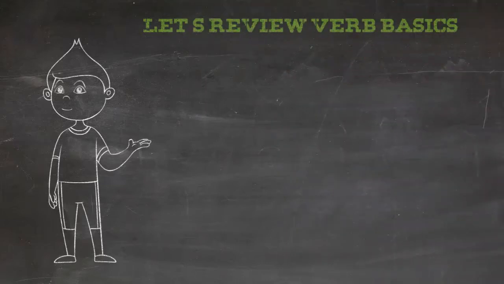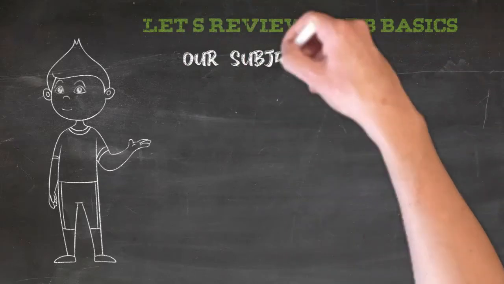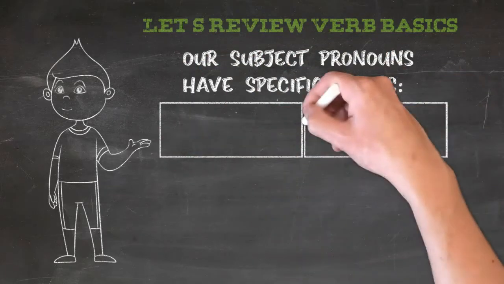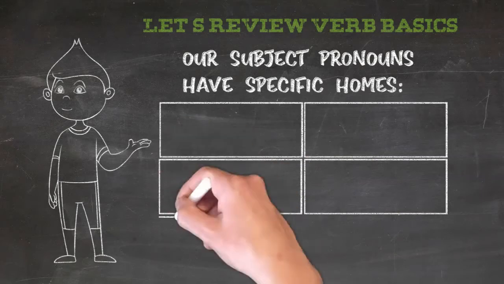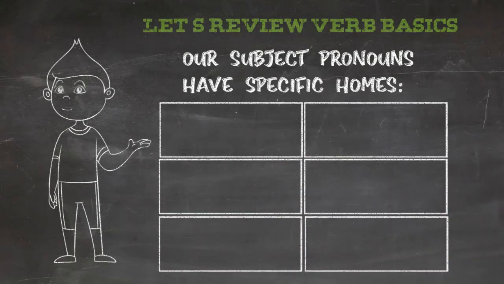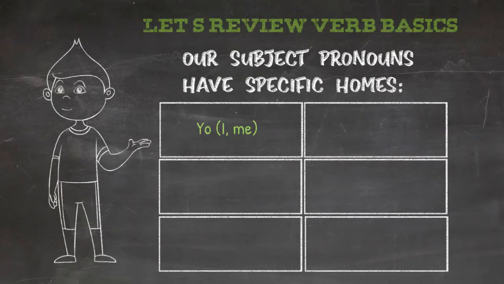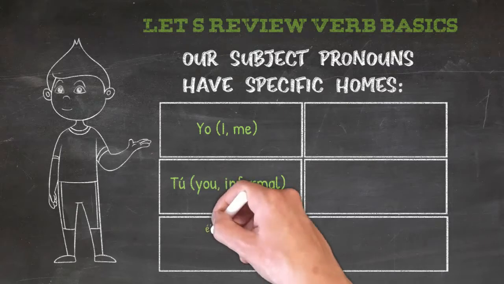Before we get too deep into any verb conjugations, we've got to make sure we can set up the conjugation properly. So let's review our subject pronouns. Remember that the left side is for a singular subject, I, you, he or she, while the right side is for plural subjects. So two or more people. We, you guys, they.